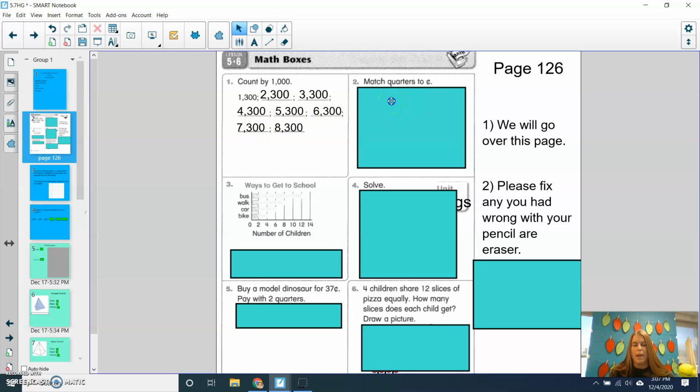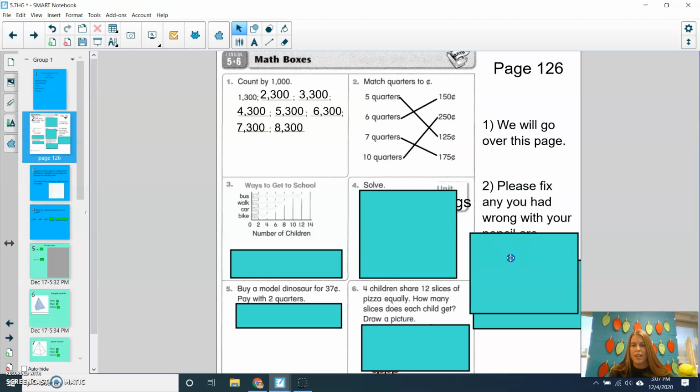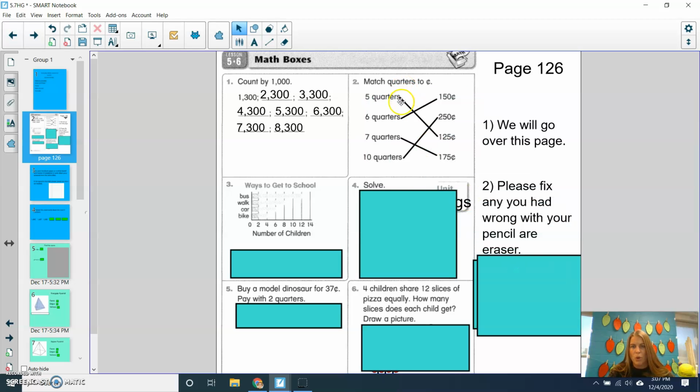For question 2, match quarters to cents. So if I have 5 quarters, that would match to 125 cents. If I have 6 quarters, that would be 150 cents. If I have 7 quarters, that would be 175 cents. And if I have 10 quarters, that would be 250 cents.